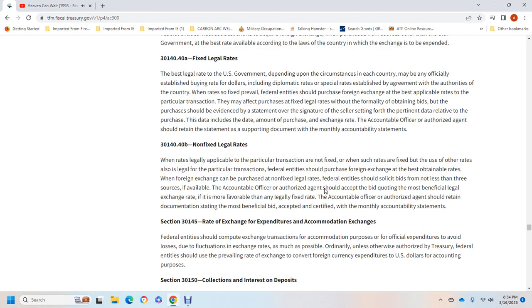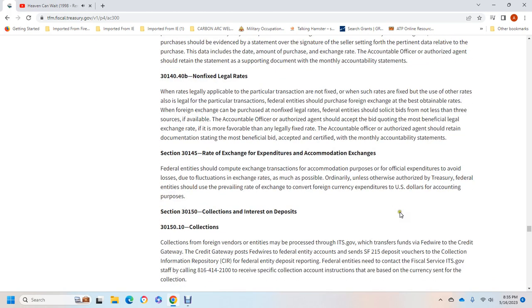3140.40(b), the non-fixed legal rates, where rates legally applicable to a particular section of the transaction are not fixed, such for the rates fixed for the other rates that are legal to particular transaction. Federal entities for the purchase of the foreign exchange, best obtainable rates, whether foreign exchange purchase of the non-fixed rates, the federal entities should list bids not less than three or four available, cutting off the authorized agent except the bid quoting with the beneficial legal for the exchange rate with the more favorable legal fixed rate. The authorized agent shall retain the documentation stating the most beneficial bid for the accepted and certified, the most accounting statement.